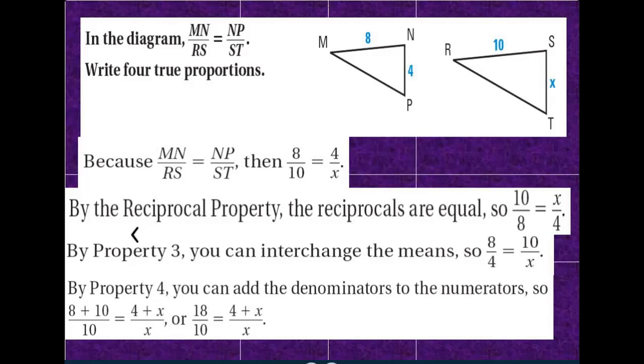We get true ratios using the property. Then we substitute first. So this is a true property. Second, we can use the reciprocal property. Third, we can interchange the means.